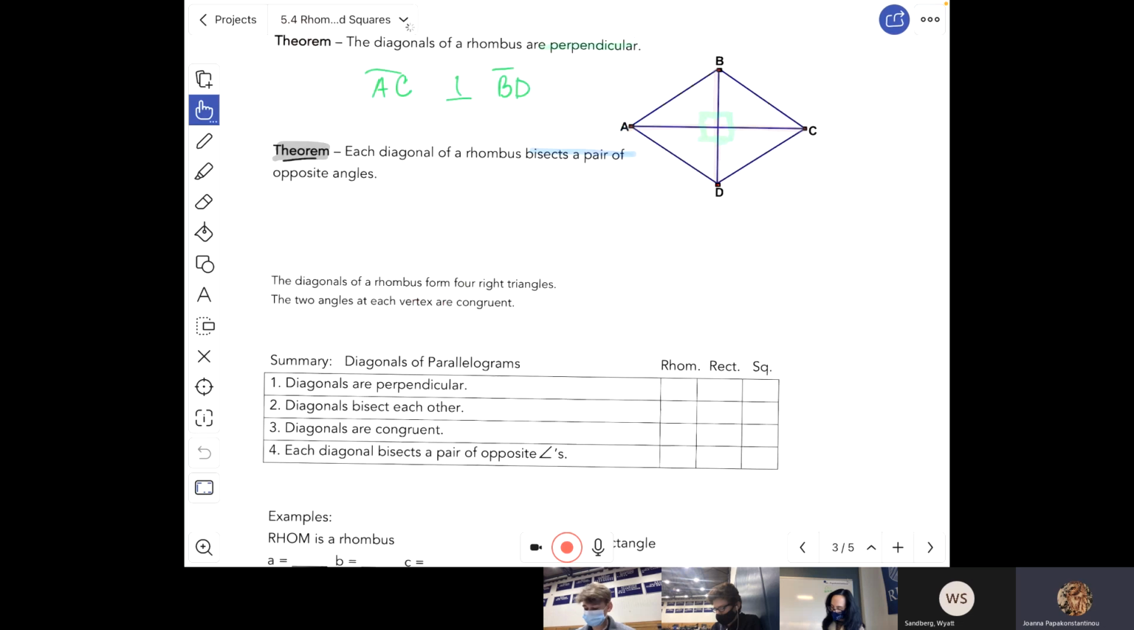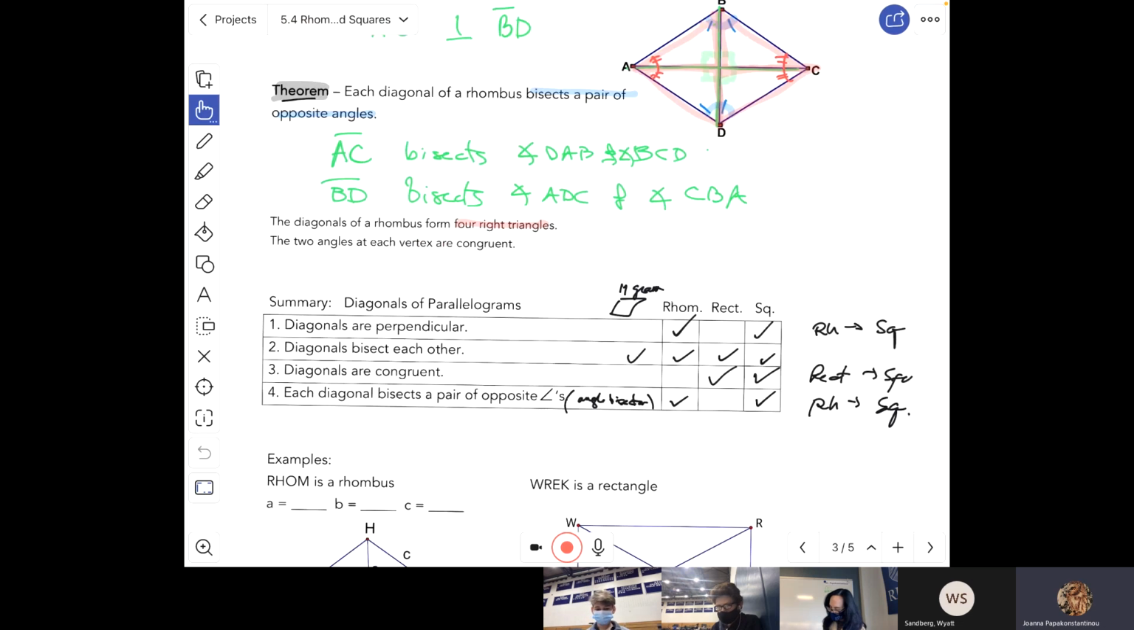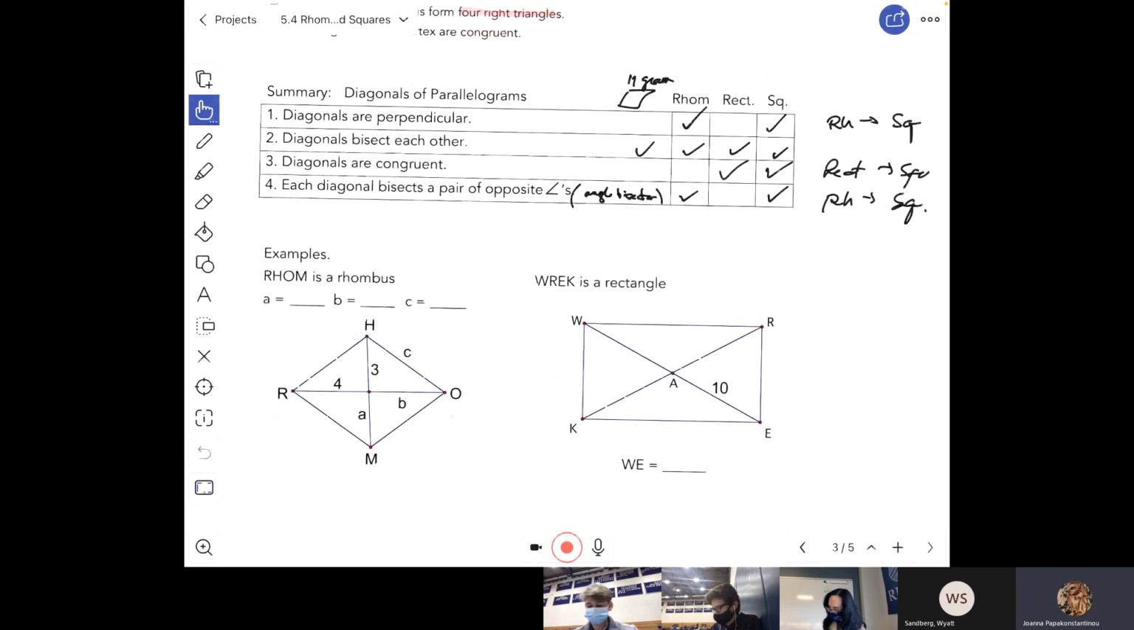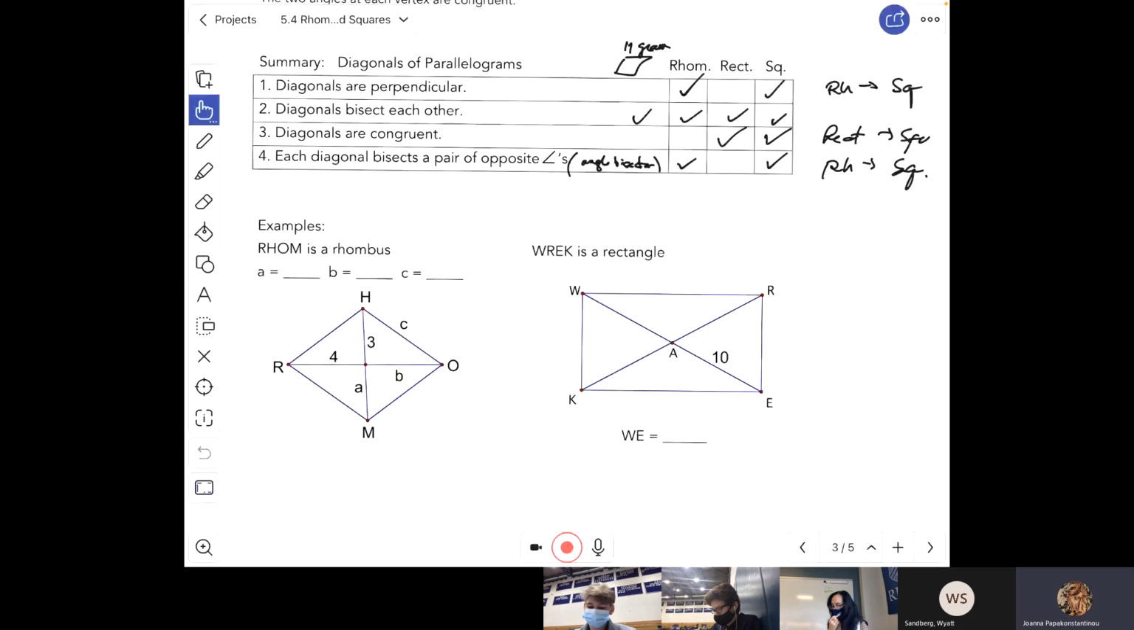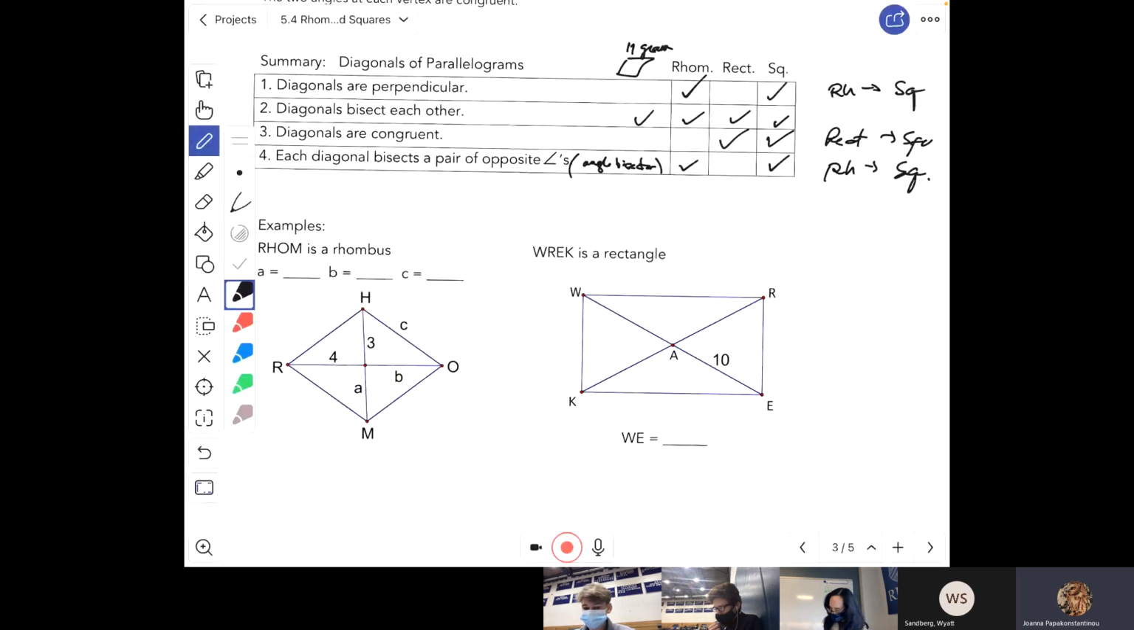All right, let's look at some examples. Let's play with these properties. So for our first example, you have been given a rhombus. RHOM is a rhombus. What do we know? What can you tell me? What do you want to find first? B? Okay. We know B is 4 degrees.